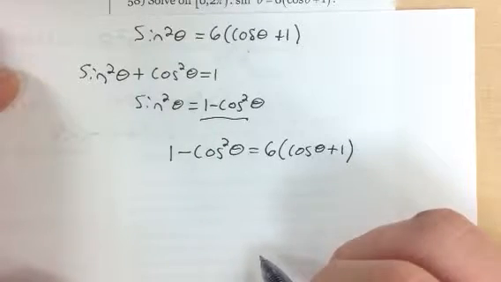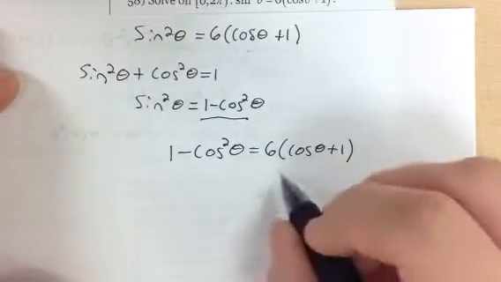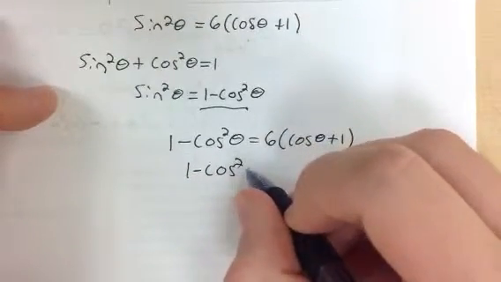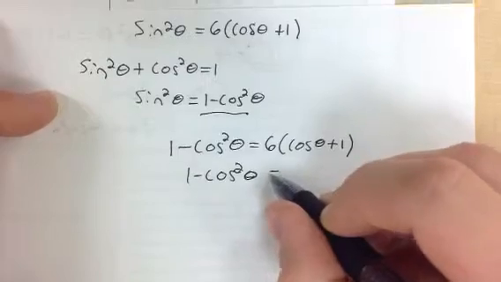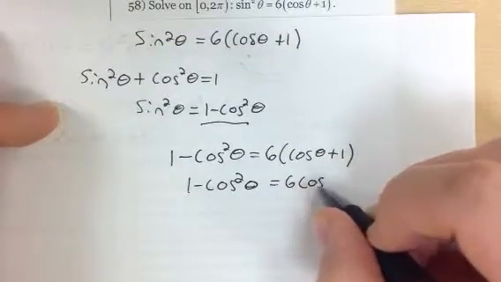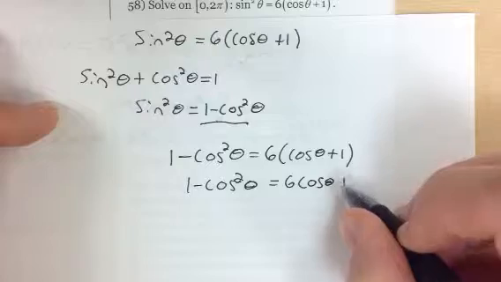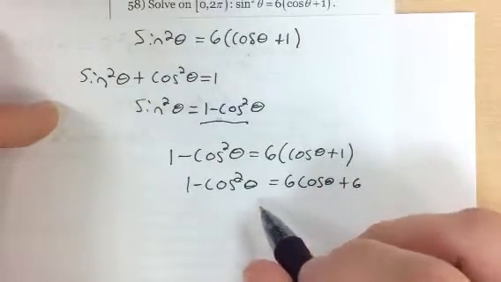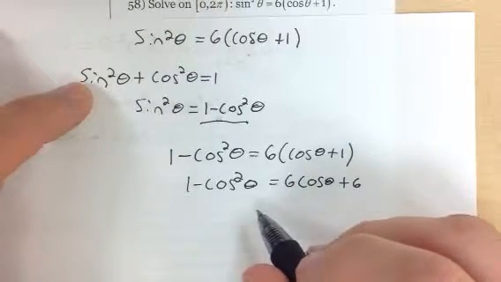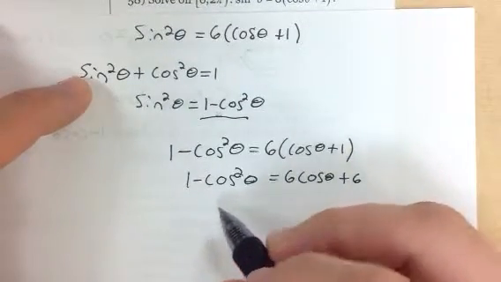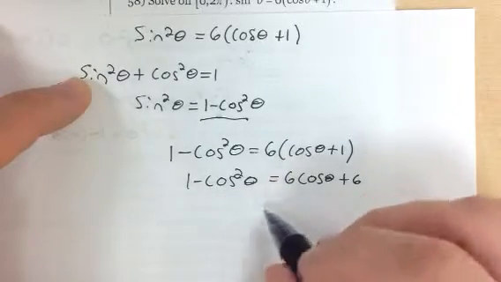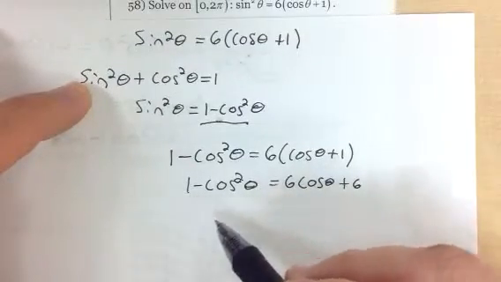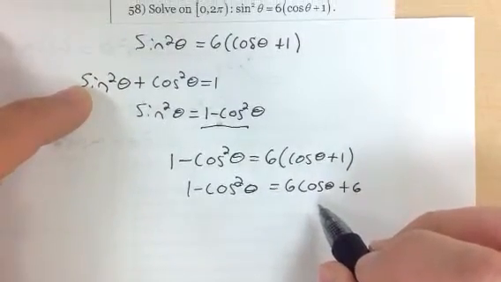And it's all algebra from here. So go ahead and FOIL this side. Rewrite this one. And you're left with 6 cosine theta plus 6. And you're going to set it all equal to 0, so you're going to want to have it all on one side. So we don't want a negative here, preferably, so go ahead and add cosine squared theta to the right side and subtract 1 from the left side and subtract it from the right side as well.